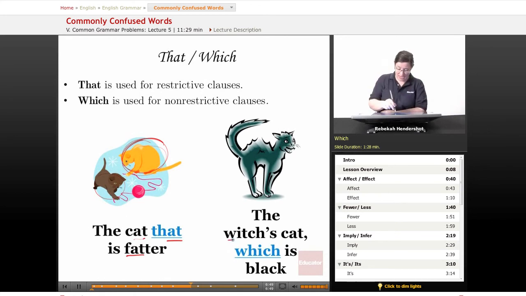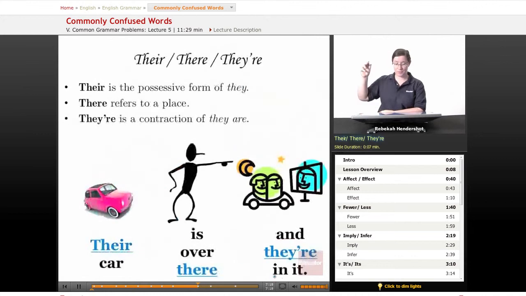So, the witch's cat, which is black. The cat's always black in these cartoons, and there's only one cat. So we're just adding extra information about the cat. You don't narrow it down at all by saying it's black, because the witch only has one cat. The witch's cat is always black, so the witch's cat, comma, which is black. So when you're trying to remember that and which, ask yourself, am I talking about a cat that is fatter, or the witch's cat which is black? Which is used for non-restrictive clauses, and that for restrictive ones.